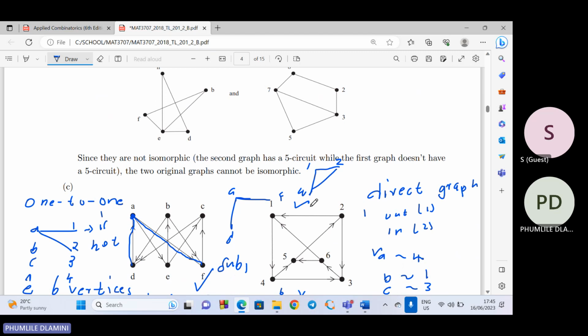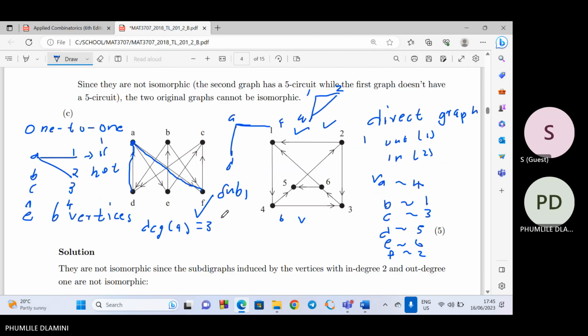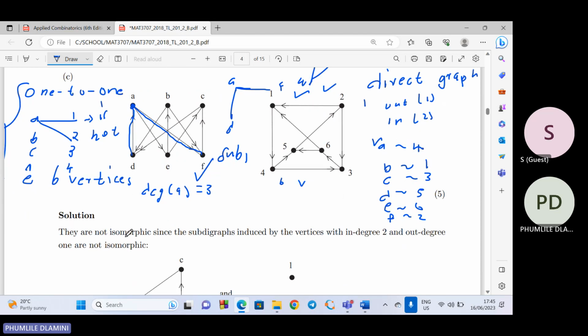So because of this reason, we can state that these two graphs are not isomorphic. So that's how I have shown you. Everything that I've been writing, the way I've written here, is what you can also write while you are checking if something is isomorphic or not. So they are not isomorphic, since the subgraphs induced by the vertices with in degree 2 and out degree 1 are not isomorphic.